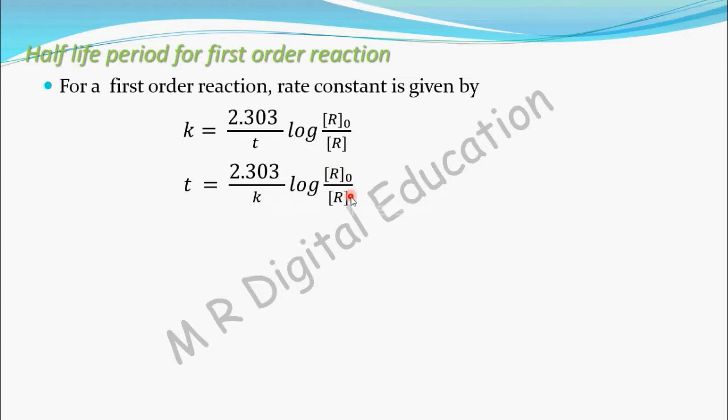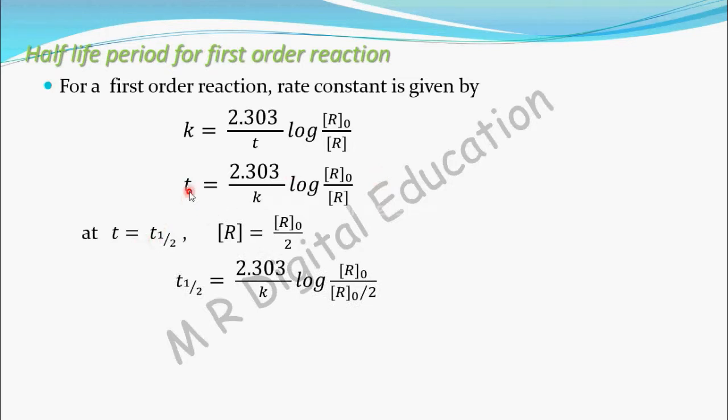You know that at time t equal to t half, that is at half life, concentration of the reactant R will be half of initial concentration, that is R naught by 2. At time t equal to t half, at half life period, concentration of the reactant R will be R naught by 2, that is half of initial concentration. Now substitute t equal to t half, substitute these values in this equation.